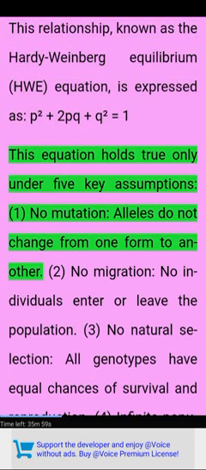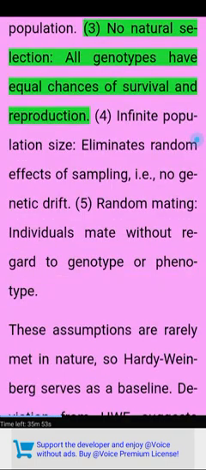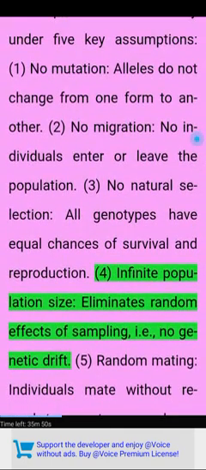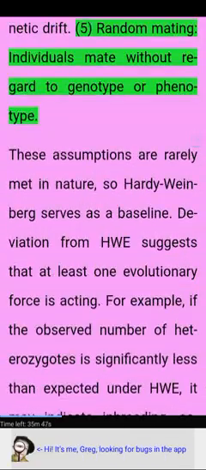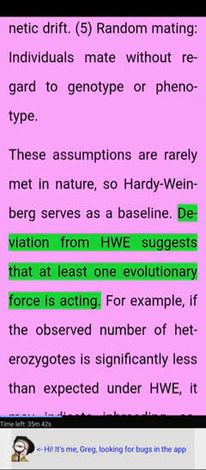1. No mutation. Alleles do not change from one form to another. 2. No migration. No individuals enter or leave the population. 3. No natural selection. All genotypes have equal chances of survival and reproduction. 4. Infinite population size. Eliminates random effects of sampling, i.e., no genetic drift. 5. Random mating. Individuals mate without regard to genotype or phenotype. These assumptions are rarely met in nature, so Hardy-Weinberg serves as a baseline. Deviation from HWE suggests that at least one evolutionary force is acting.